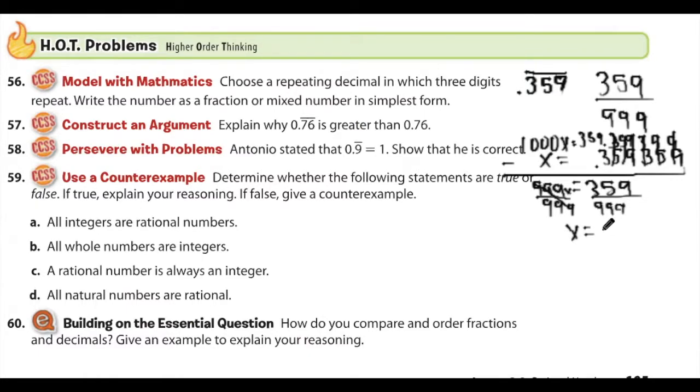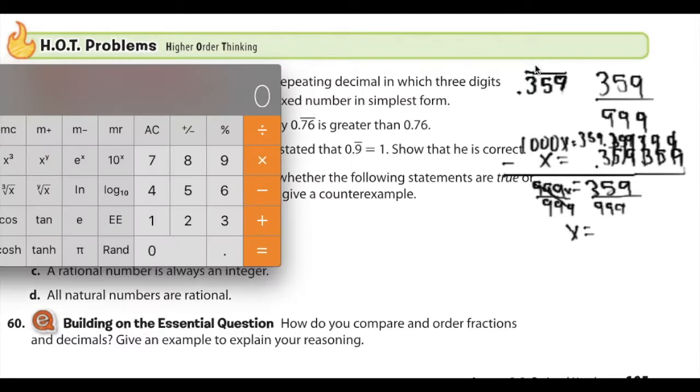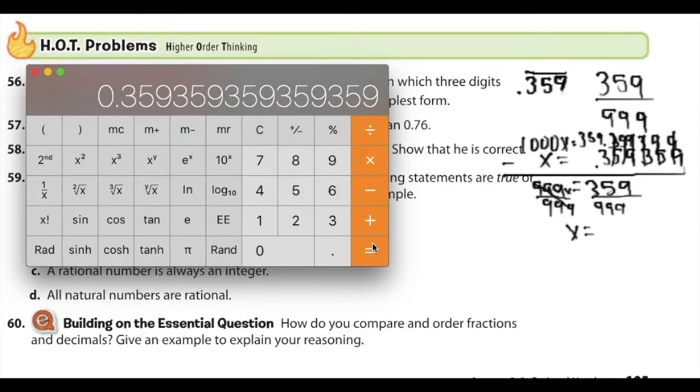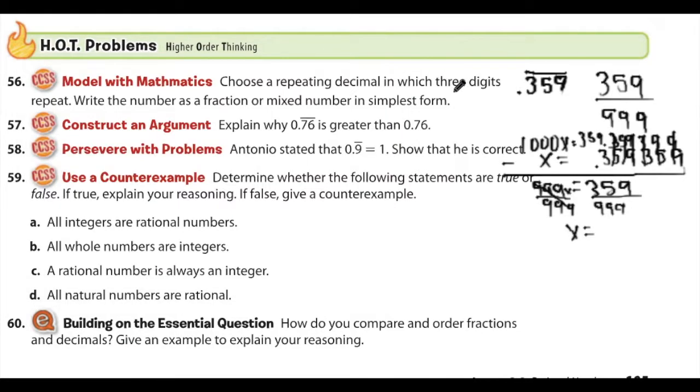999ths. I will go ahead and check that using my calculator, and when I take 359 divided by 999, I get that repeating pattern. Again, the shortcut would be to just put the number of digits it repeats over that many nines, and so since 359 has 3 digits, I'm going to put it over 3 nines. But I do want you to know this process as well, so please make sure to have that in your notes.